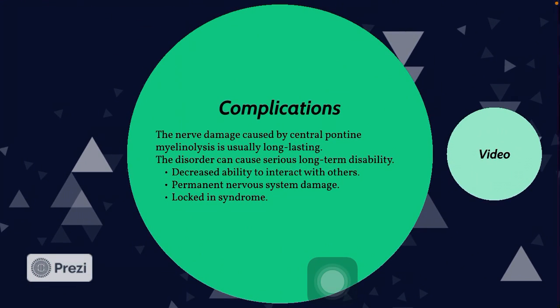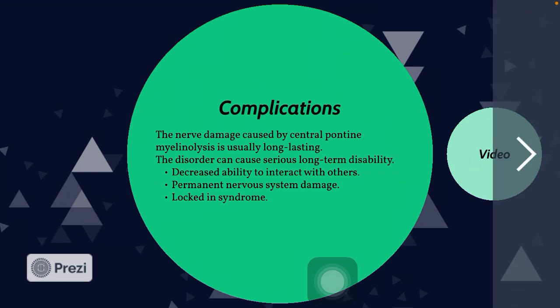Complications. The nerve damage caused by central pontine myelinolysis is usually long-lasting. The disorder can cause serious long-term disability, decreased ability to interact with others, permanent nervous system damage, and locked-in syndrome.